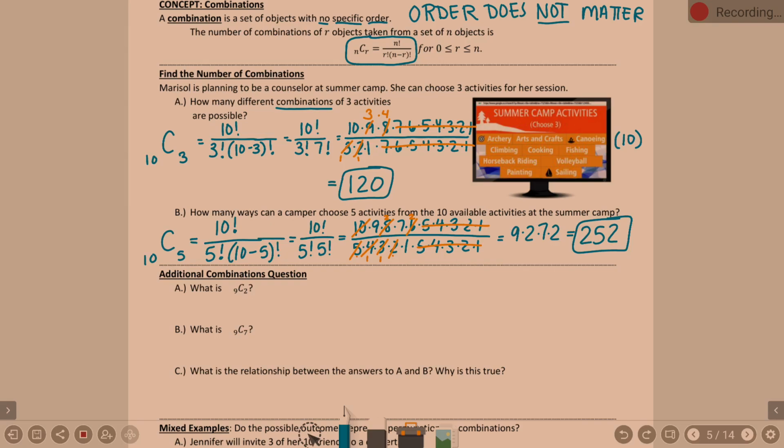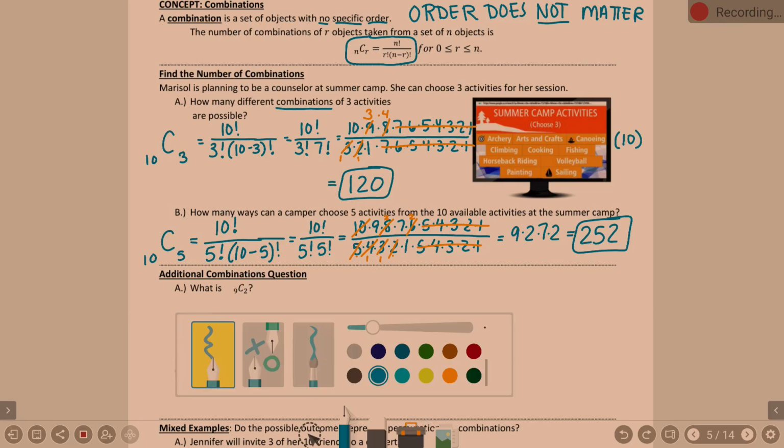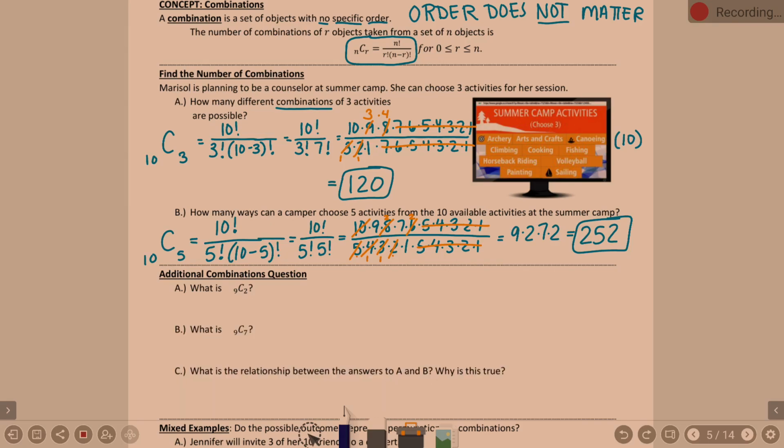Okay, let's look at this next set. I just have it as additional combinations questions. We have: what is 9C2? That is the combination of 9 things picked 2 at a time. And you're like, man, we just did harder stuff. But you'll notice the next one is: what is 9C7? 9 things picked 7 at a time. And we're going to compare these two. That's the whole reason we're doing this.